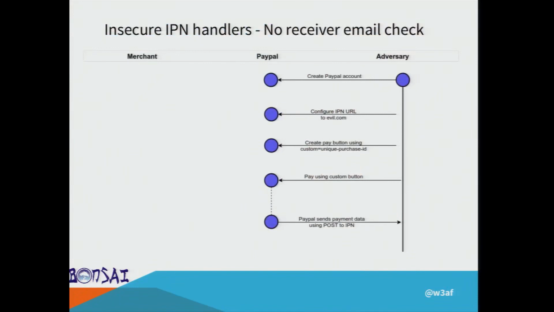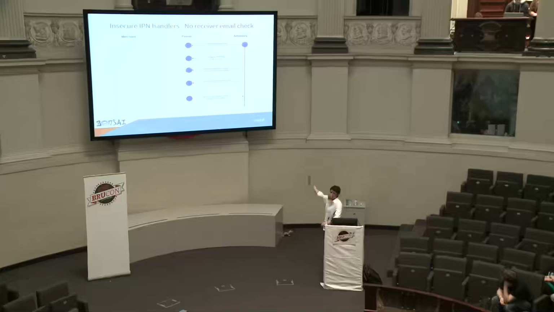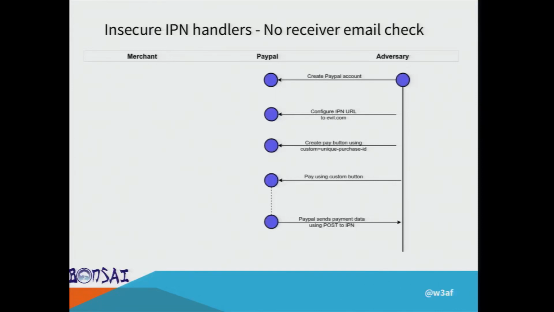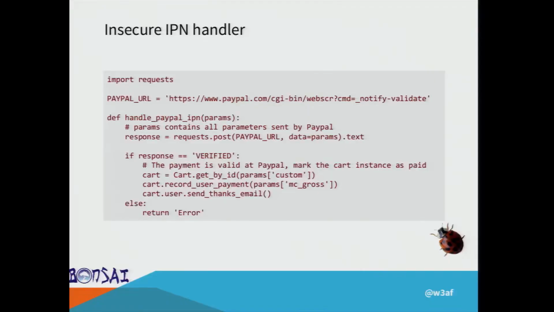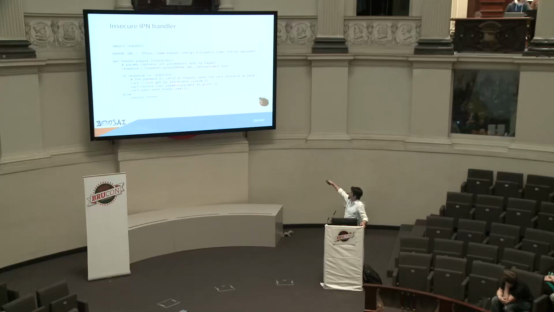And the steps are, first, the adversary or the attacker creates a new PayPal account. He configures an IPN URL pointing to evil.com. He creates a pay button using custom equals unique purchase ID. This unique purchase ID or the user ID comes from the merchant site, and that needs to match in order for everything to work, because if they don't match, this params custom is not going to work. That line is not going to work, so they need to match.